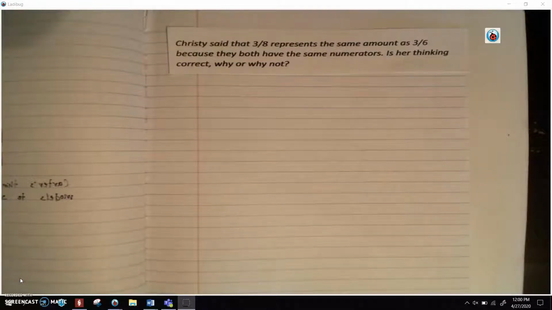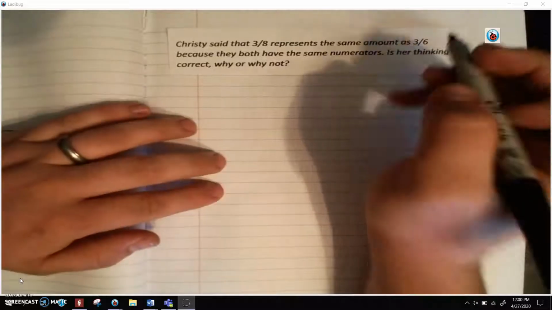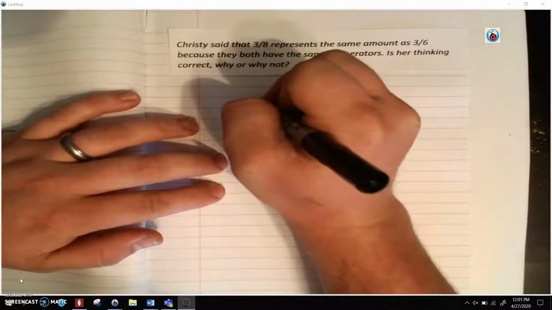Today's word problem says, Christy said that 3/8 represents the same amount as 3/6 because they both have the same numerators. Is her thinking correct? Why or why not? So what I need to do is draw 3/8 and 3/6 on a number line.